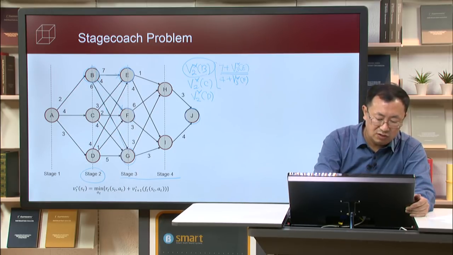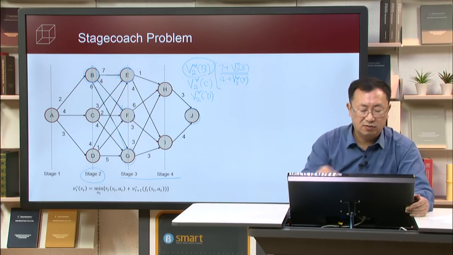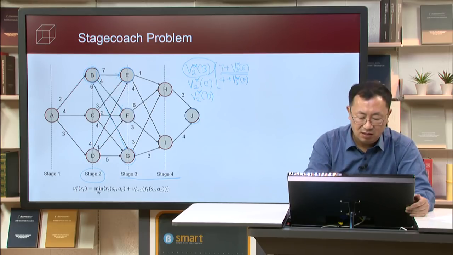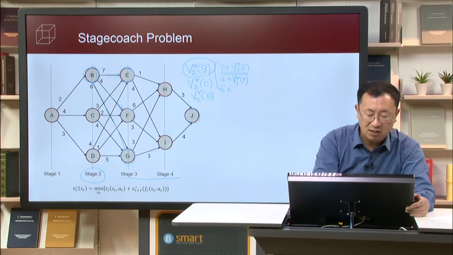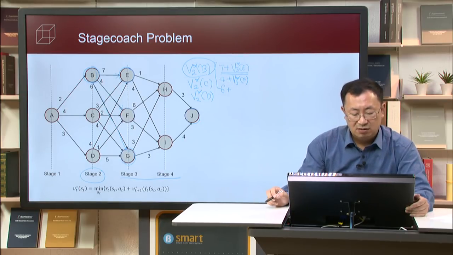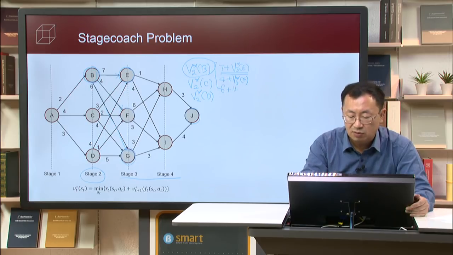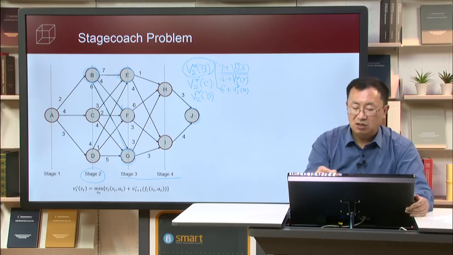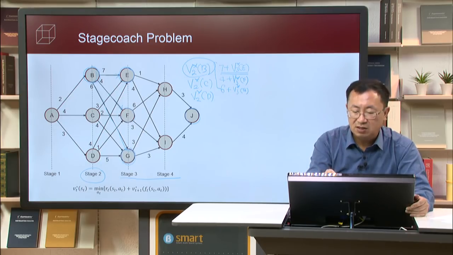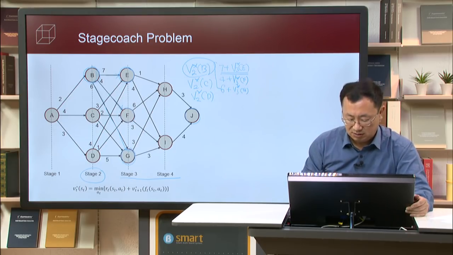If you choose G as an action for the given state B, it takes 6 days, and then you already calculate how long it will take from G to J if you take the shortest path. So that is equal to V3 star G, right? And you are interested in finding the minimum of these 3 options.